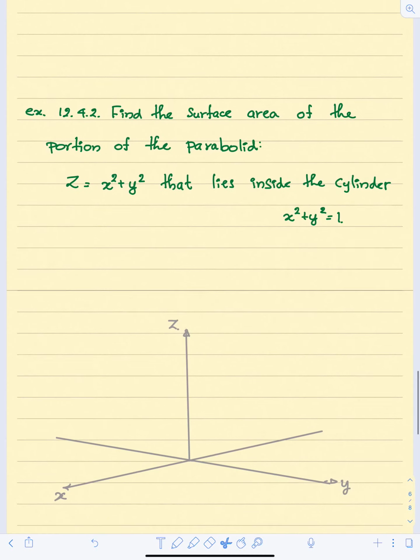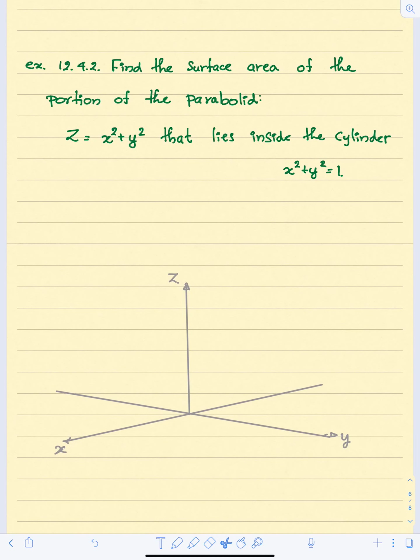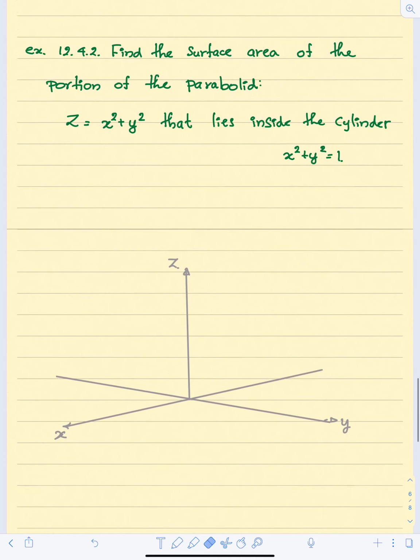Okay, so let's go to the second example. Now in this one we need to find the surface area of the portion of the paraboloid, say z equals x squared plus y squared, that lies inside the cylinder x squared plus y squared equals 1.